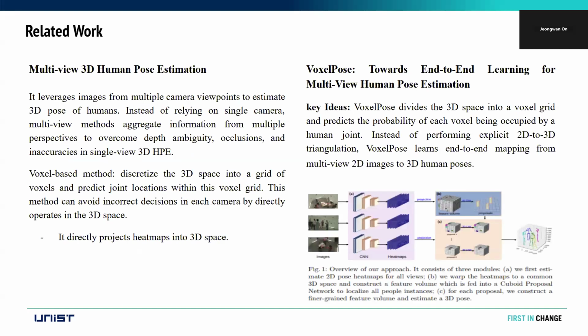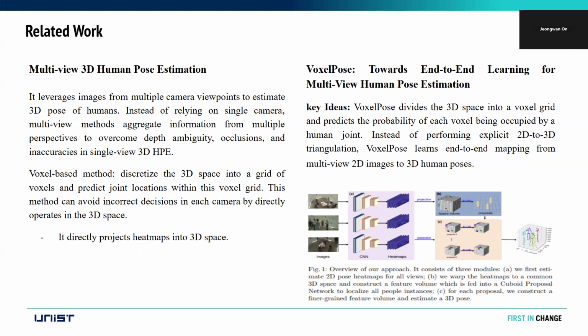In multi-view 3D human pose estimation, they leverage images from multiple camera points of view and estimate the 3D pose of the humans. So instead of relying on a single image, multi-view methods aggregate the information from multiple perspectives to overcome ambiguity or occlusions.